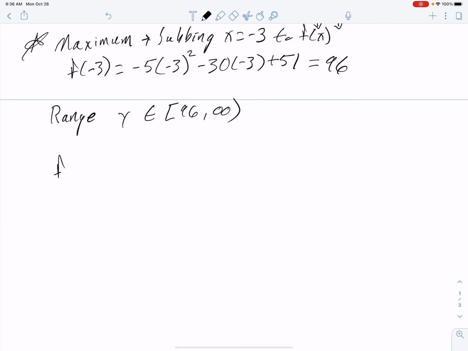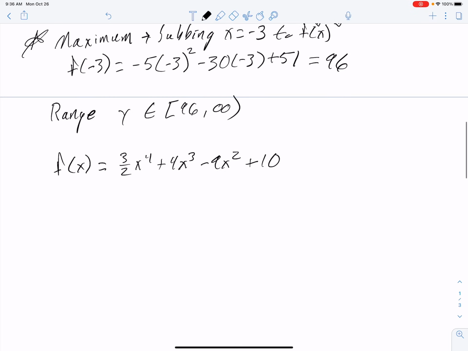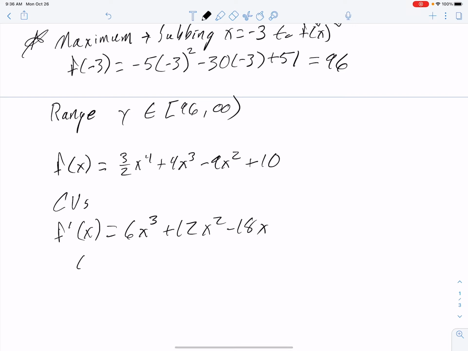Say I had the function 3/2 x to the 4th plus 4x cubed minus 9x squared plus 10. I'll start by finding critical values. So that means I need to find my derivative first. 6x cubed plus 12x squared minus 18x. I need to set my derivative equal to 0. While I do that, I'm going to begin my factoring process. I'll continue my factoring process.